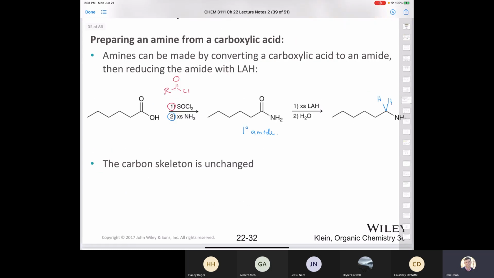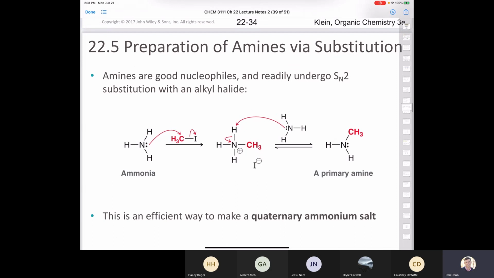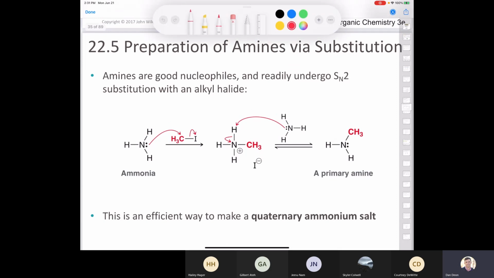And we'll start with section 22.5 now. So preparation of amines via substitution. We know that amines can undergo substitution reactions because we saw already today that amines make good nucleophiles, right? They have that lone pair with that electron density that is ready to attack an electrophile. And so amines, again, are good nucleophiles and readily undergo SN2 reactions with an alkyl halide, right? Especially if it's a primary or a methyl halide, right? Then we're going to get SN2.